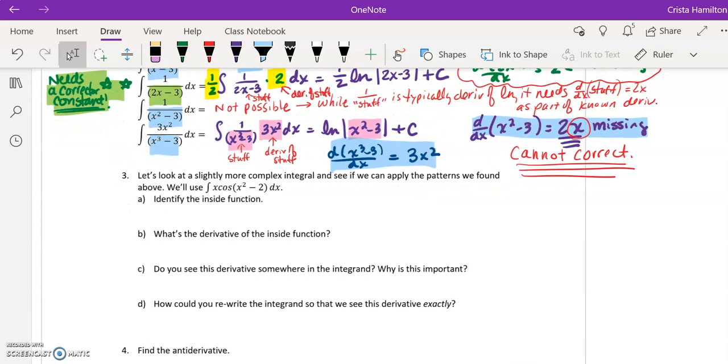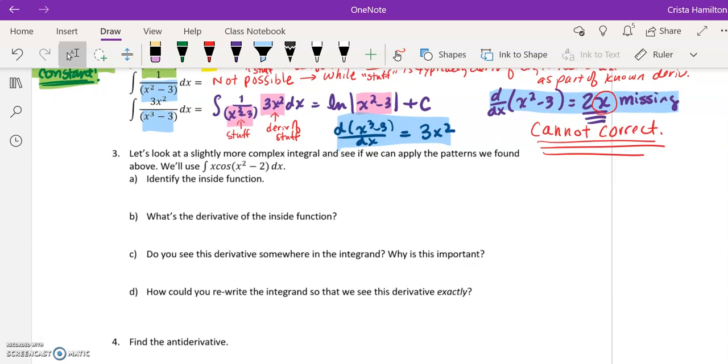All right. So let's take a look at a slightly more complex integral. And we're going to apply the patterns above, but we're also going to start identifying how we're going to use this, quote, U substitution that's there. So what we're basically going to do is first identify the inside function. We did a lot of this back in pre-calc as well, so hopefully it's fairly obvious to you. You're going to look at it and be like, hey, inside of a cosine is this x squared minus 2.